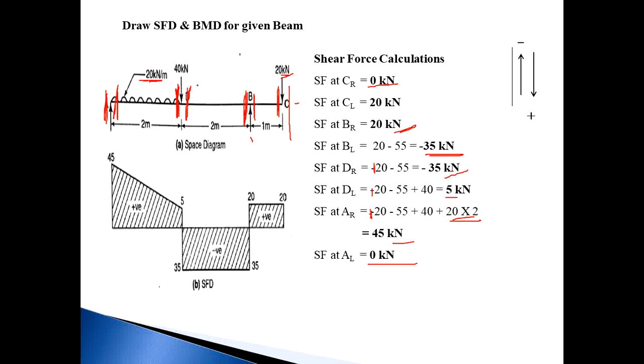At point D there is a point load, so it changes vertically. The intensity of the point load at point D is 40. From this, it is 35 below the baseline and above the baseline is 5. So 35 plus 5, 40, means it changes vertically a total of 40 kilonewton. Once again, the RB value is 55, so below the baseline is 35 and above the baseline 20. 35 plus 20, 55. This is the final SFD diagram.